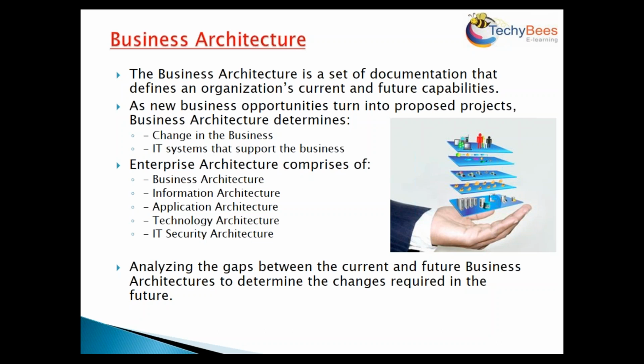Business architecture. Business architecture is a set of documentation that defines an organization's current and future capabilities. As new business opportunities turn into proposed projects, business architecture determines change in the business IT systems that support the business. So overall, what the architecture is for a particular business is very much needed, because that defines the organization's current and future capabilities. What type of solution can you give to the HR business?